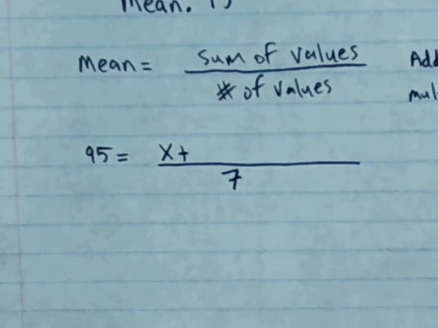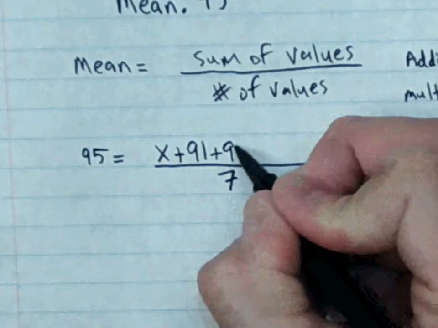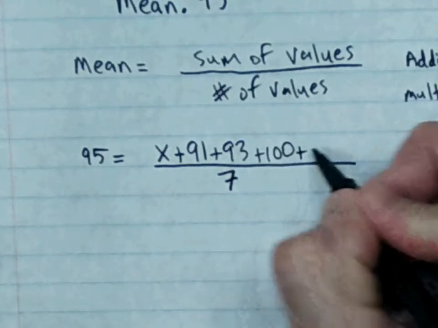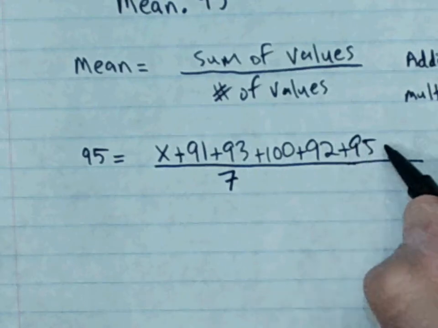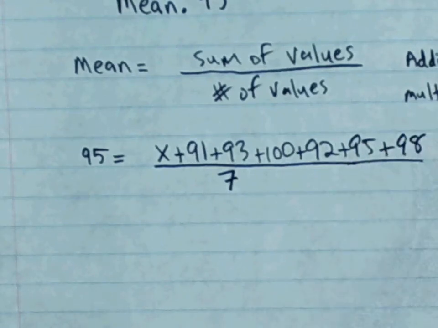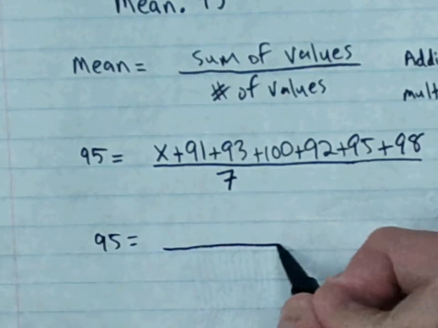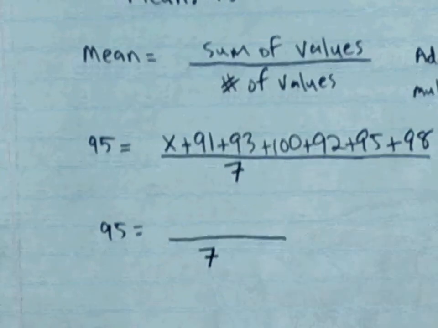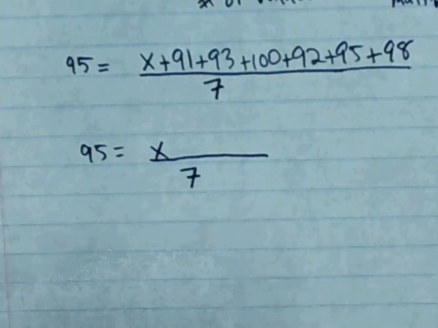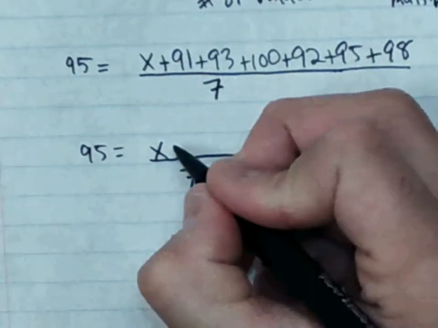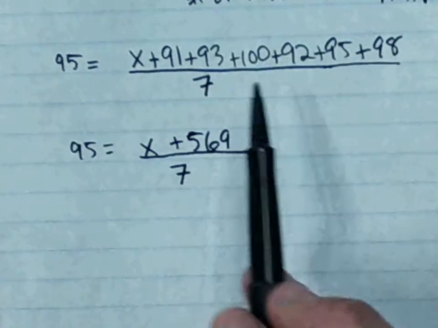But I do know what the sum of the other numbers are. So I'm going to rewrite them first. 91 plus 93 plus 100 plus 92 plus 95 and then plus 98. Okay, I'm going to go ahead and sum those up. Let me rewrite my formula. So let me sum those up. That comes out to 569. That's the total of all of my previous values that I know.